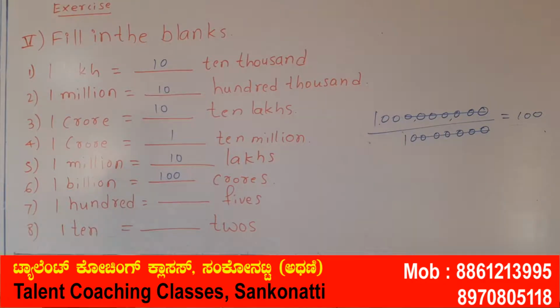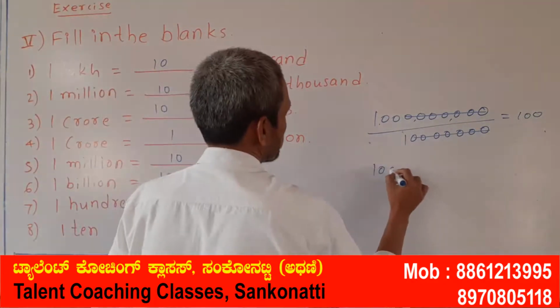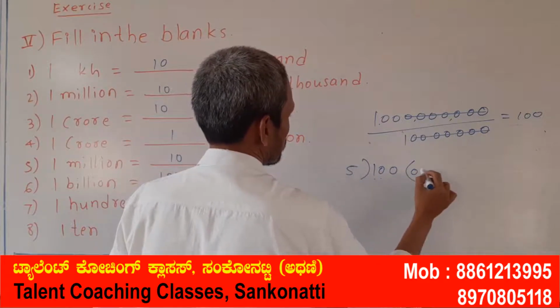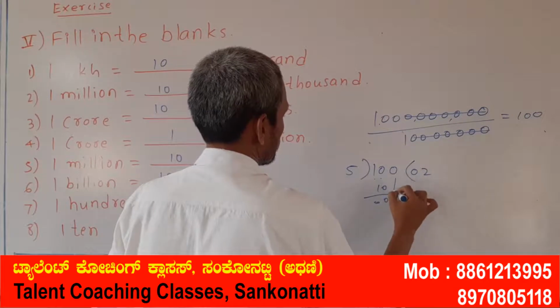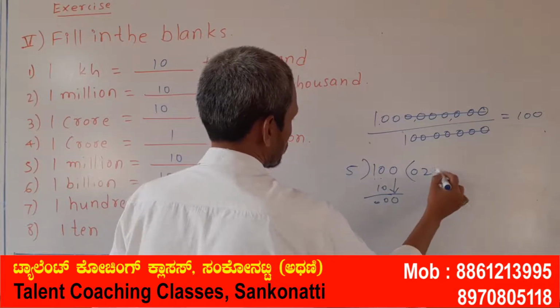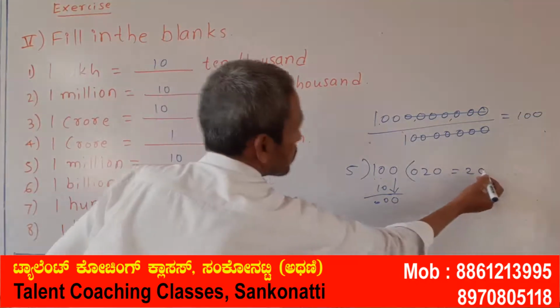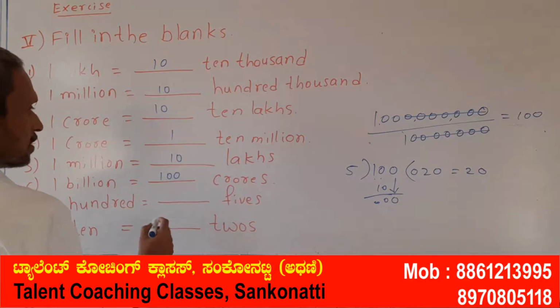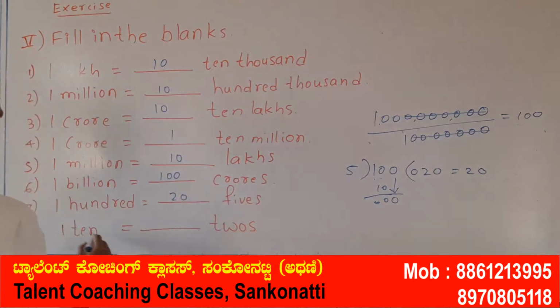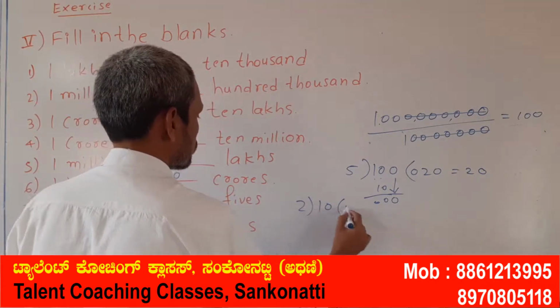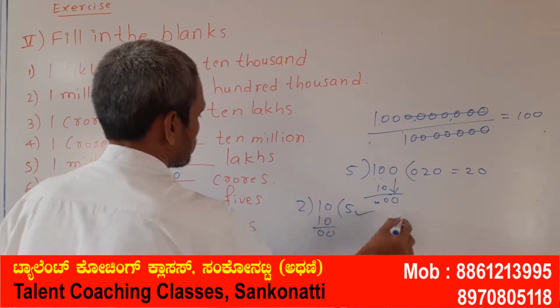In 100, how many 5s are there? We will divide 100 by 5. 5 twos are 10. Because in 5 twos there is no zero, it becomes 20. So in 100, 20 fives are there. In 10, how many 2s are there? In 10, 5 twos are there. Or you divide 10 by 2. 2 fives are 10. That's what we got.